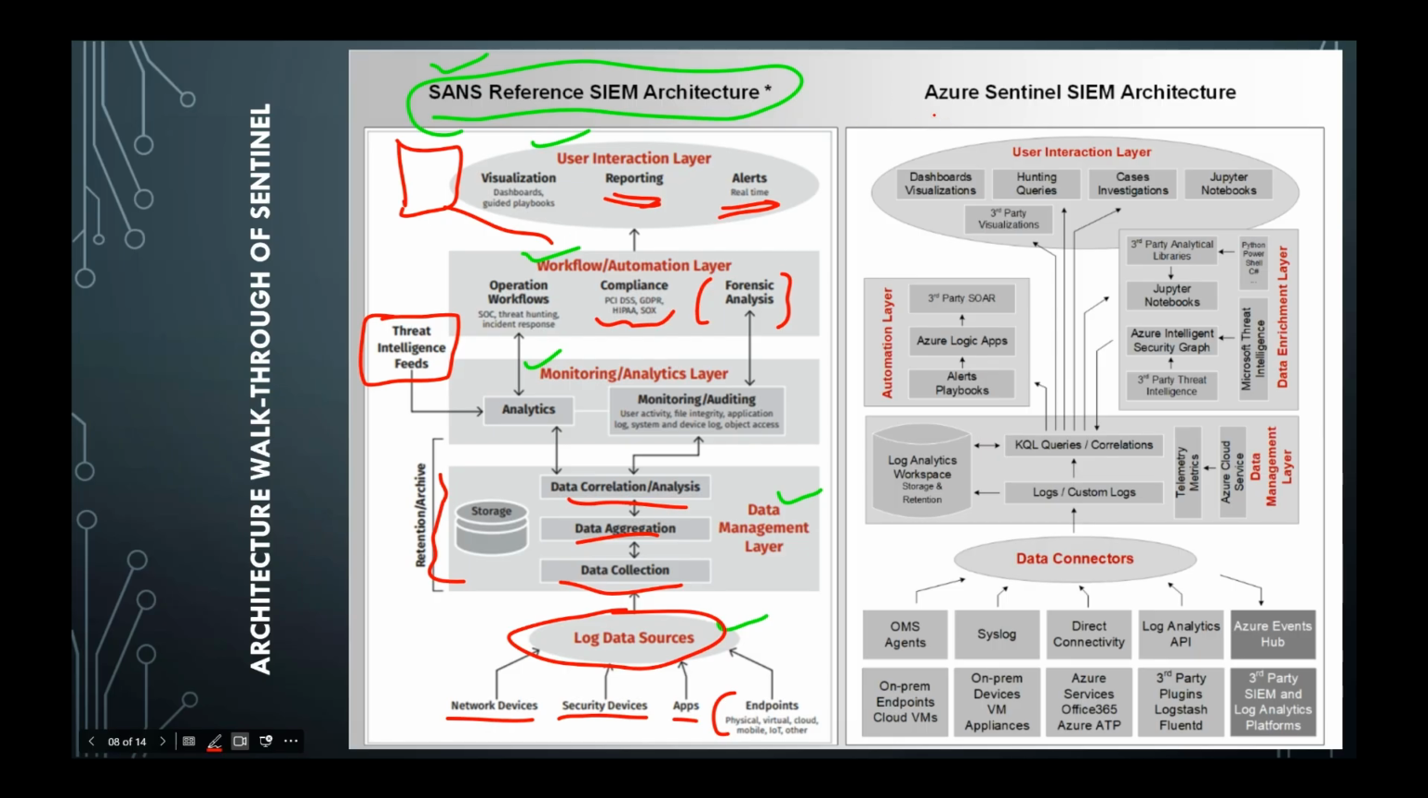Also we have the Azure Sentinel SIEM architecture. We are going to put all the Sentinel components in these layers. Sentinel has inbuilt data connectors like OMS agent, syslog, direct connectivity, and Log Analytics API. Also we can forward data from Azure Event Hub, and third-party SIEM analytic platforms can also send data to the data connectors. On-prem endpoints, VMs, appliances, cloud services: we can send all this data to Sentinel using data connectors.